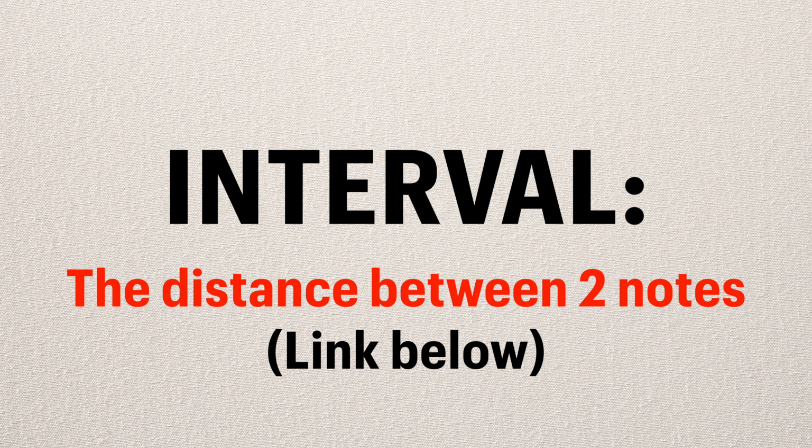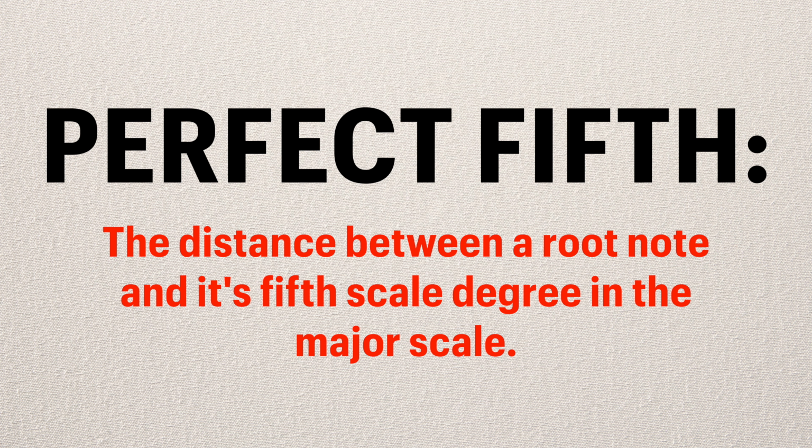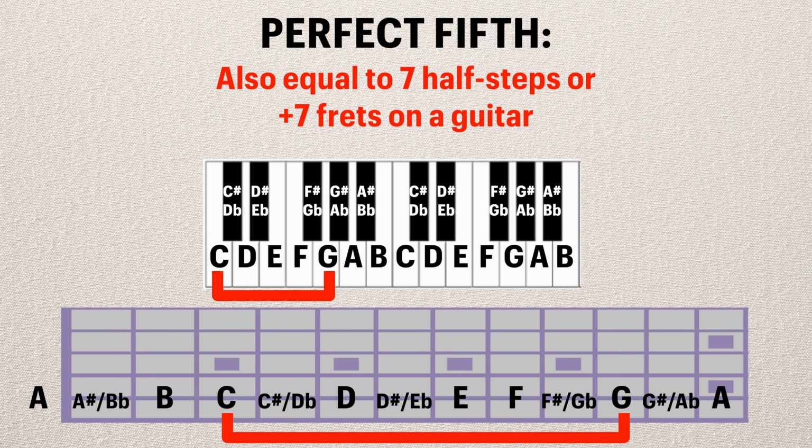If you don't know what an interval is, I suggest you check out my videos on that, linked below. But a perfect fifth would be the distance between a root note in a major scale and its 5th scale degree. A perfect fifth is also equal to 7 half steps, or 7 frets if you play the guitar.